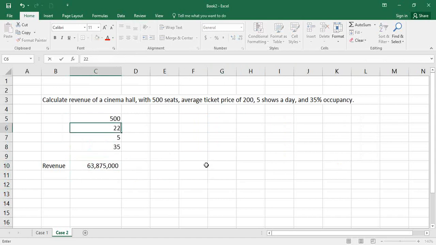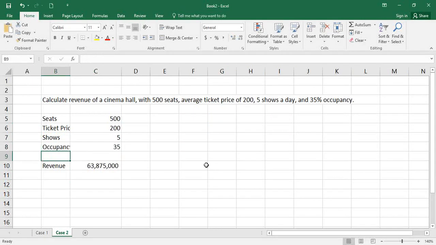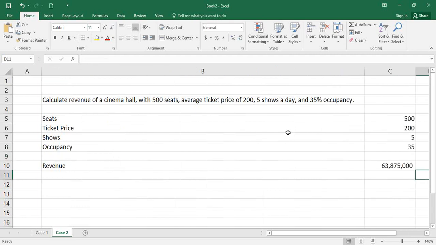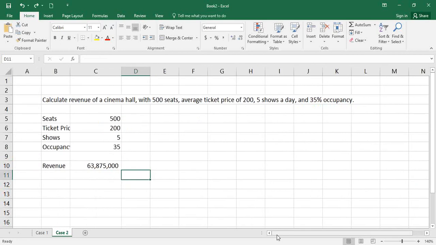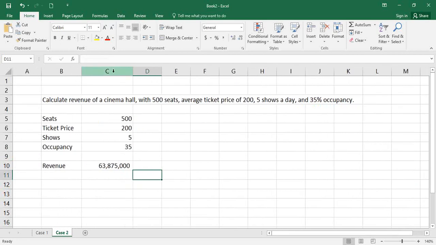So that's the number we get. Now let's say the ticket price goes up to 220. It's at least become dynamic, right? Is it readable? It doesn't look readable, right? Because we have not added the labels, right? So we should be putting seats, we should be putting ticket price, and we should be putting shows, we should be putting occupancy, right? And that gives us the revenue. It still does not tell us a lot of things, right? It's probably better than the earlier calculation we had, but it's still not really too useful in terms of our understanding.